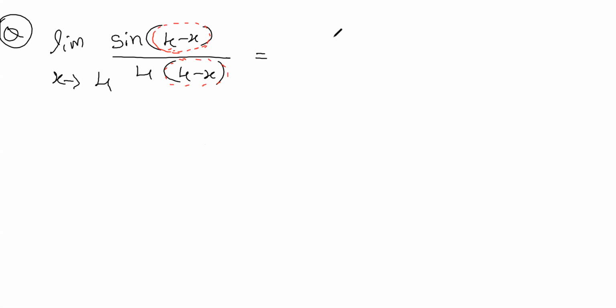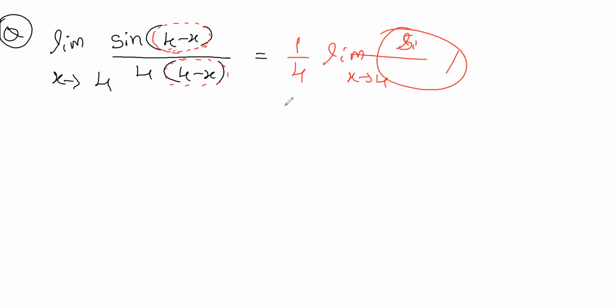Because you have to remove the 4, directly you can take 4 outside. It's a constant. So you'll get 1 by 4. This is the whole thing, it is same as 1. So any constants, you can take it out. No need to multiply and divide. No need to apply limits to this. Any constant, just take it out.